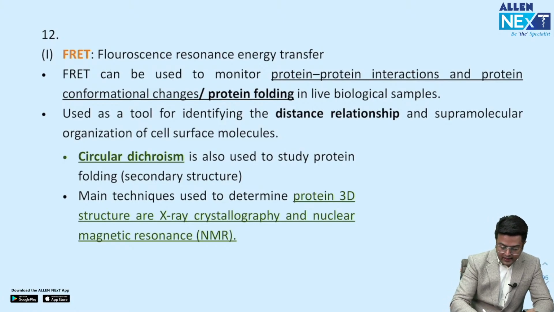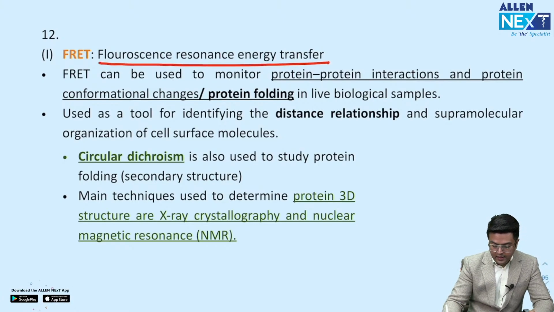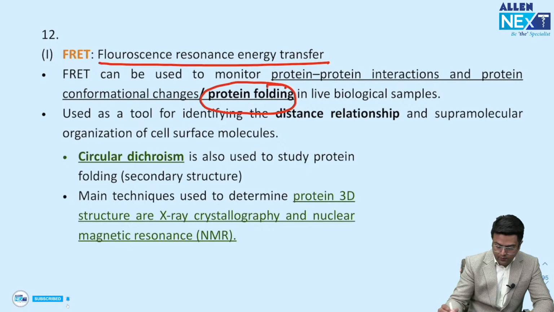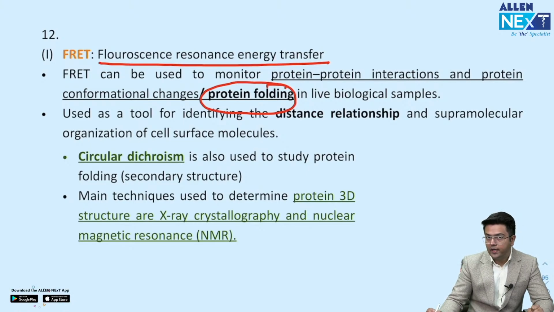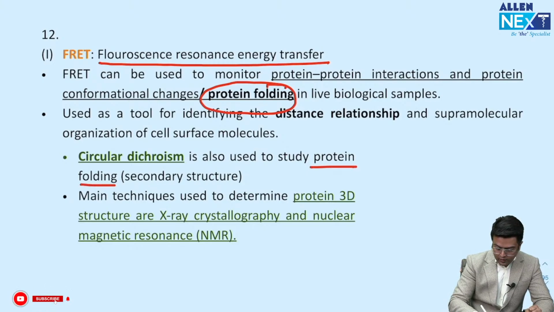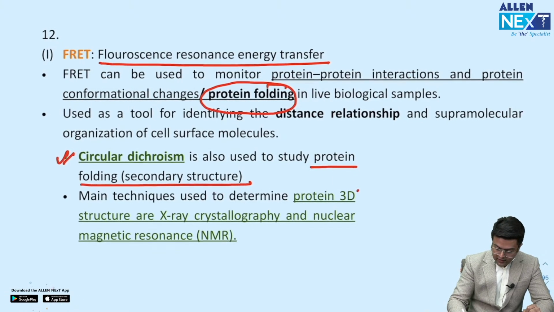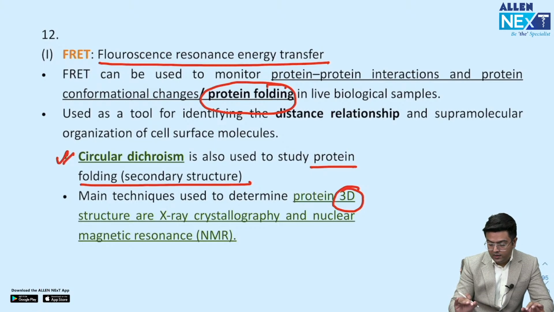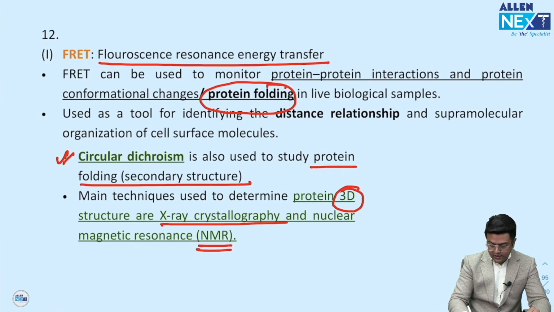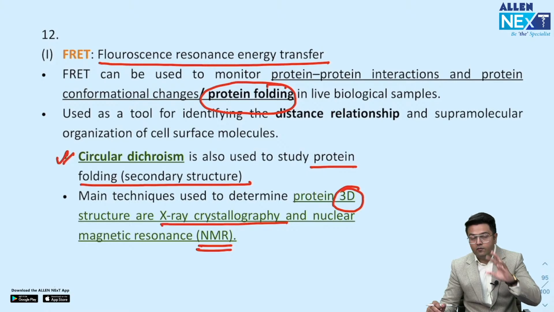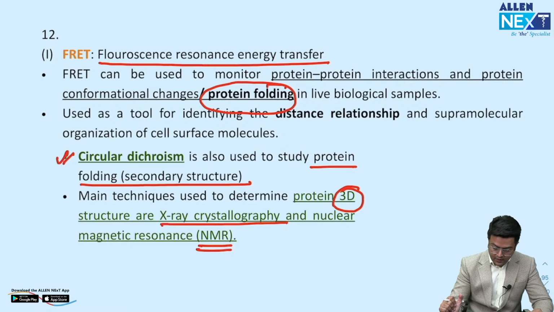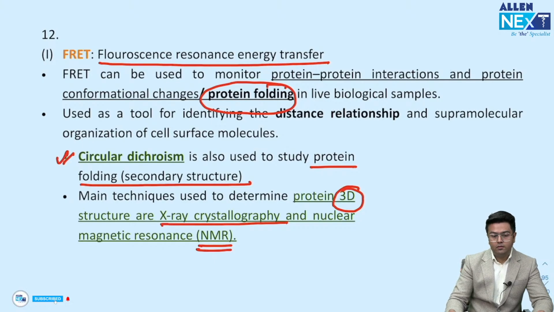Then guys, there is a technique known as fluorescence resonance energy transfer, right? So this is required for studying the protein folding. Fine. Okay, there is one more technique which can study the protein folding, especially the secondary structures, circular dichroism, right? And to identify the 3D structure of protein, not the protein folding, but the actual structure of the protein, we use nuclear magnetic resonance and X-ray crystallography, which was also used by Watson and Crick for DNA structure, right? For the DNA structure. Okay, guys.